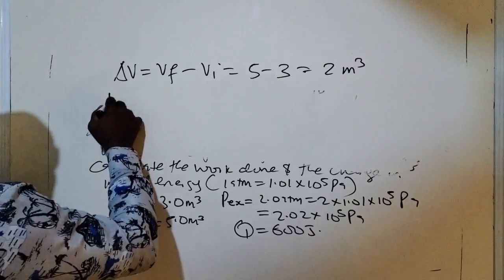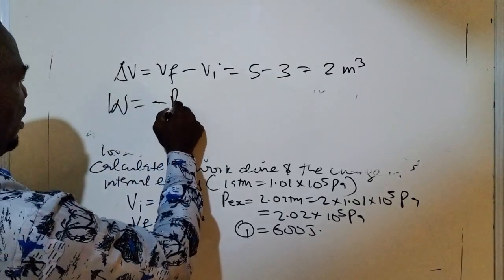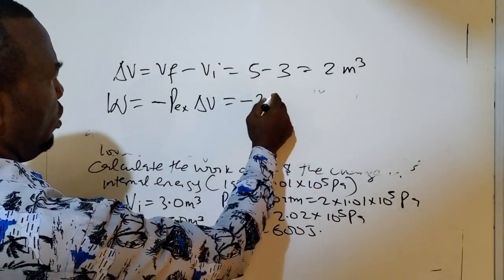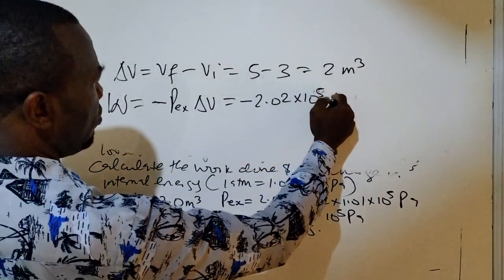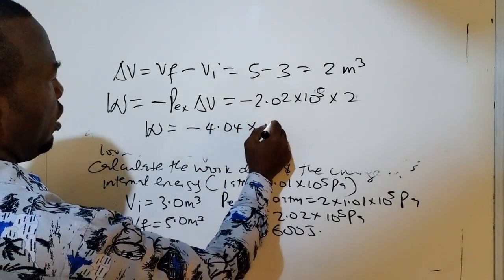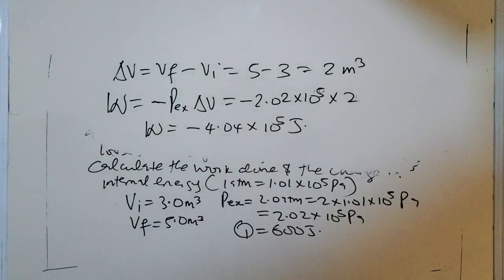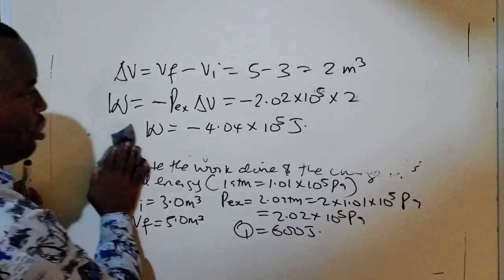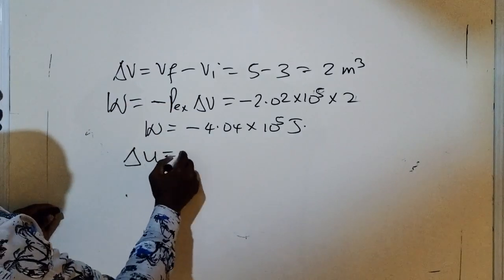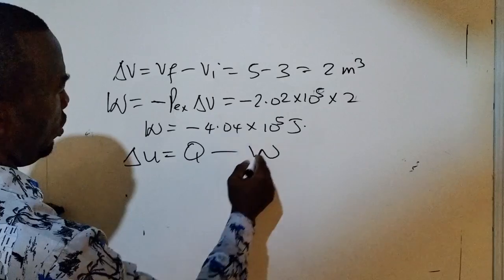So the work done is given by negative P external pressure times change in volume. So the external pressure is 2.02 power 5, then times 2. Work done becomes negative 4.04 to the power 5 joules. So this is the work done by the system. Then the next question says we should find the change in internal energy. So the change in internal energy can be obtained using delta U equal to Q minus work done.